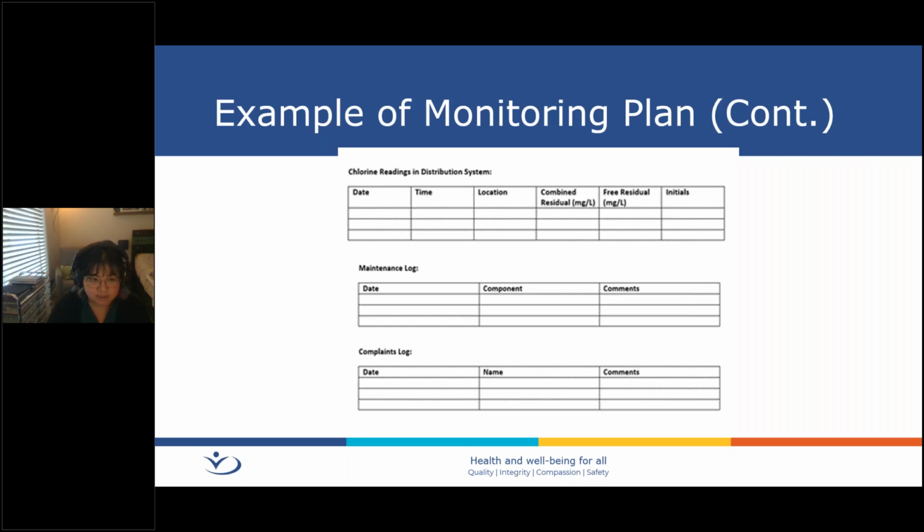And then there's the maintenance log in the middle table here. This is for anytime you do any type of maintenance. So for example, during your visit, you complete a UV bulb replacement, you would indicate that in your maintenance log and document that. And then lastly, there's the complaint log. So this would document any complaints that you received, and provide what actions were taken in response to that complaint.